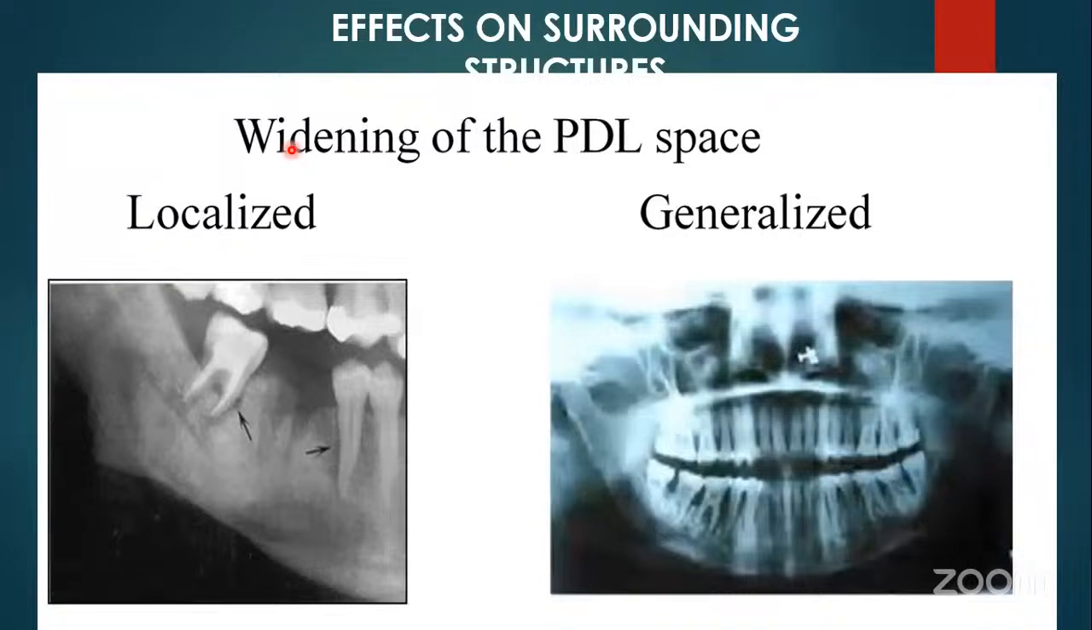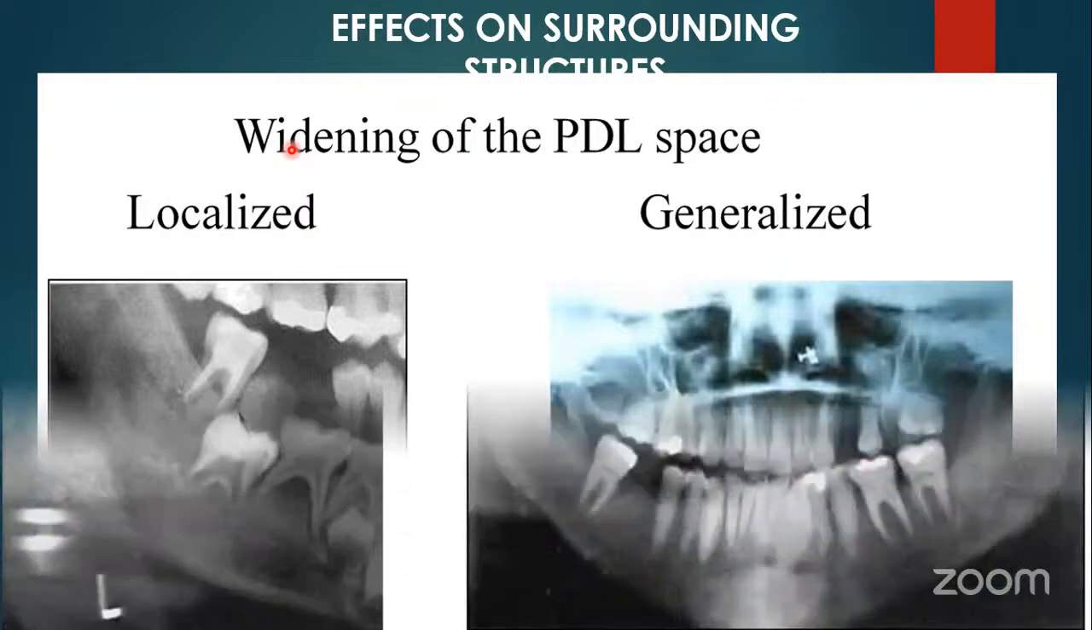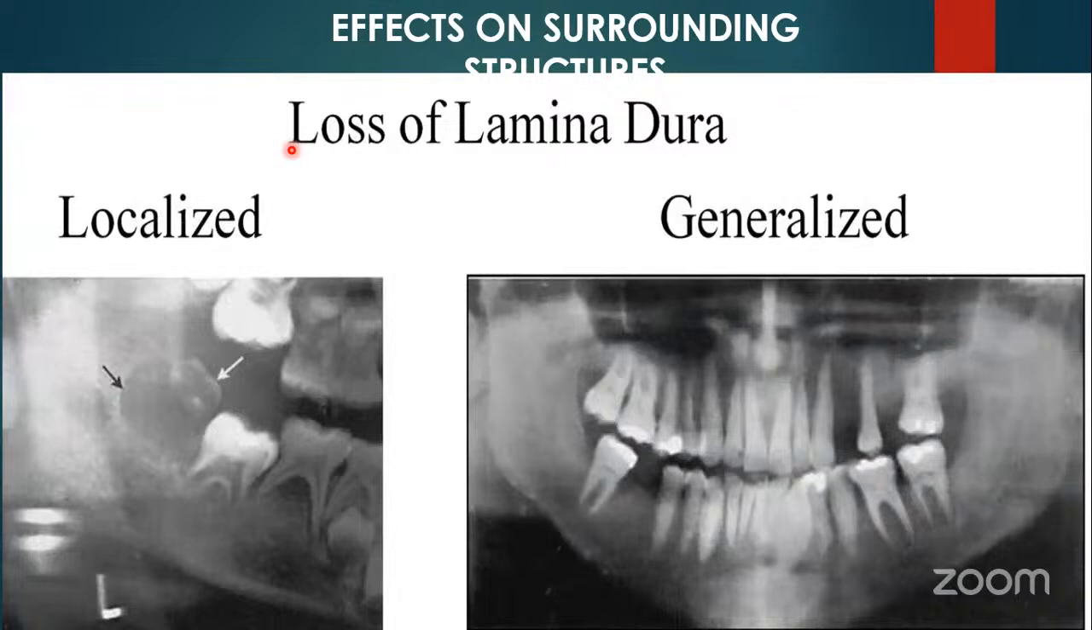Apart from the pedial space, your lamina dura is also a kind of diagnostic entity. So the changes in lamina dura, like if you see, your lamina dura has to be continuous, right? Whenever there is interruption, whether it's localized or generalized interruption, based on that we'll be able to diagnose the lesion also. Okay. Yeah, that is what I was mentioning. Loss of lamina dura, localized and generalized.